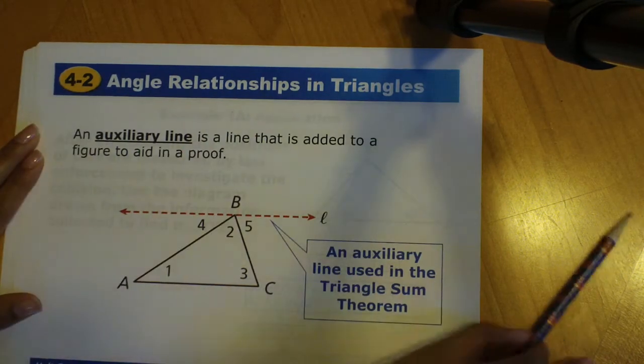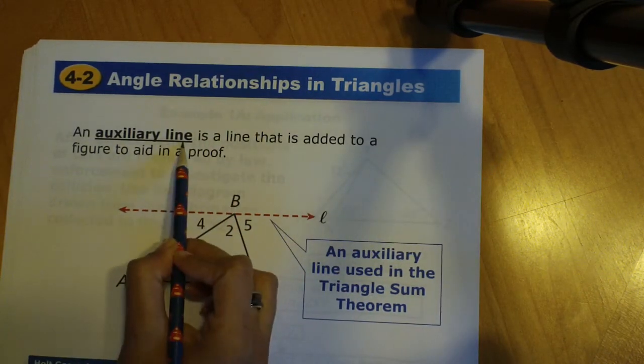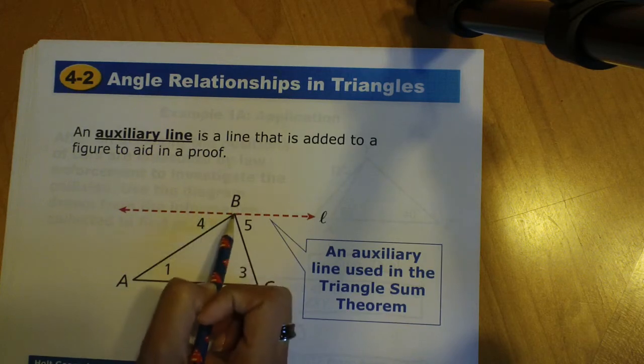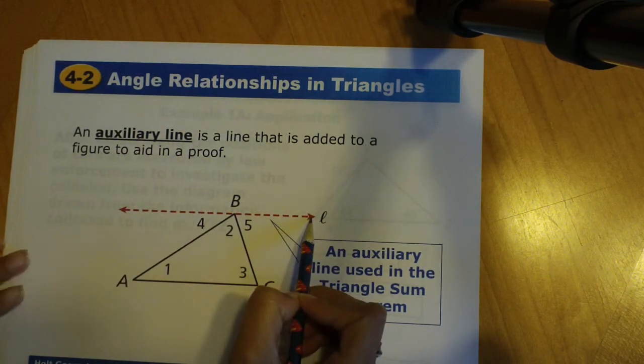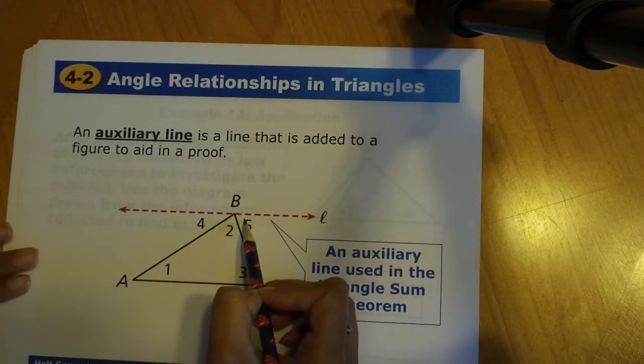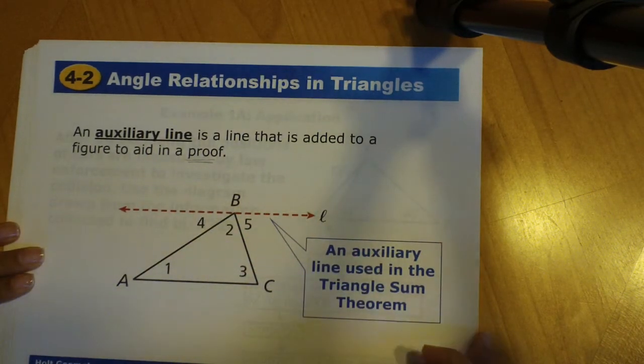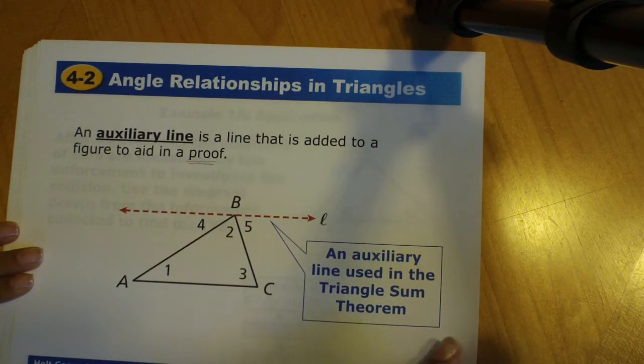You also need to know that you're going to be able to make an auxiliary line. An auxiliary line is a line that you add yourself that's maybe not originally in the picture, but you can add it so that it can help you in proving whatever it is that you're being asked to prove.